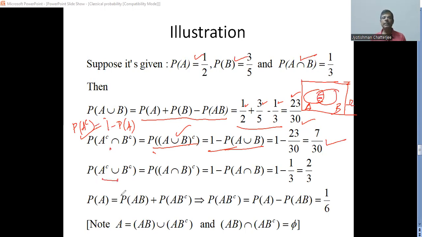How about this? That is again by De Morgan's rule, probability of A intersection B whole complement. That is again 1 minus probability of A intersection B, and A intersection B is given to be 1 by 3. This one. So 1 minus 1 by 3 is equal to 2 by 3.